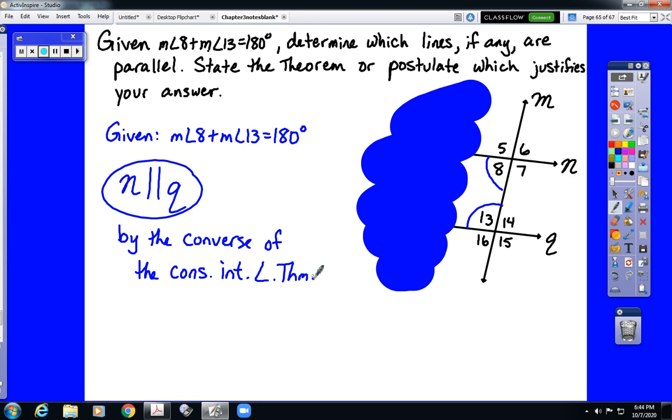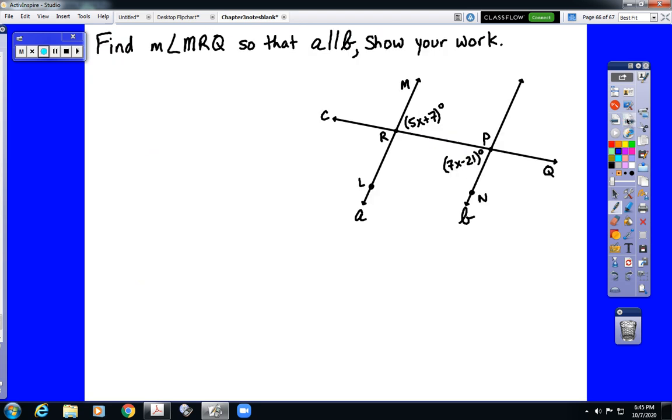So the other problem type we could see could actually embed some algebra skill. So we're going to go through a couple of those. They're similar to what we just did, though. So here it says, find the measure of angle MRQ so that line A is parallel to line B. Show your work. So in that picture, don't get lost in the notation of the three-letter naming of the angles. You know how to handle this problem.